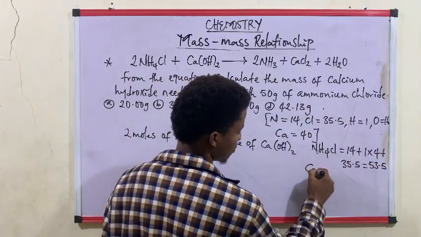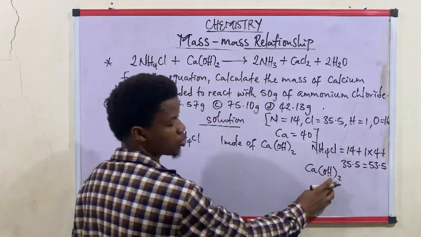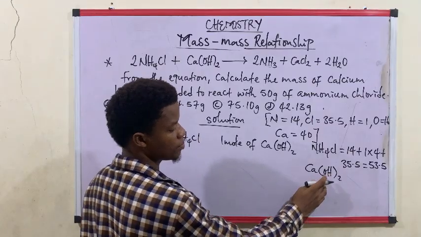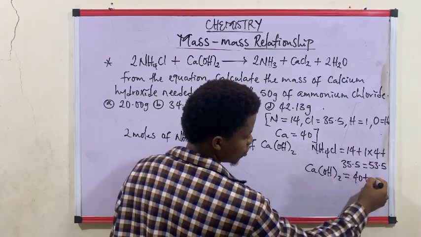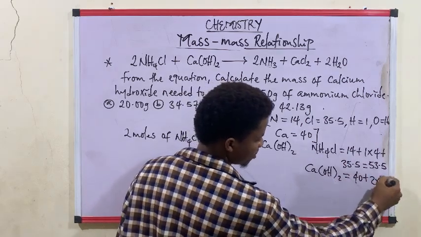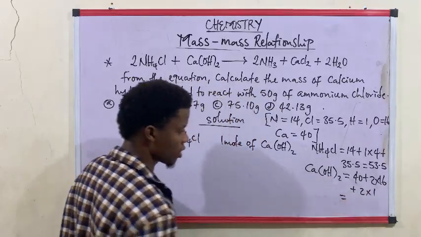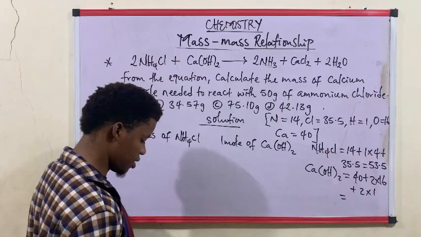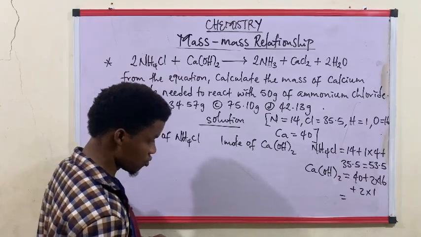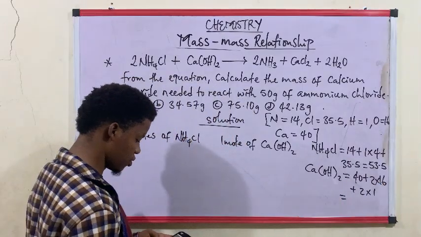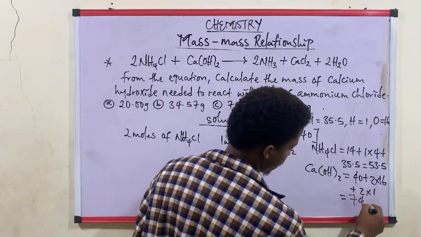Then what's the molecular mass of calcium hydroxide? Now, this 2 is only affecting what is inside the bracket, so it's not affecting the calcium. So we have 40 plus 2 times 16 plus 2 times 1. When we put all of this together, what are we going to get? 40 plus 32, 2 times 16 is 32, plus 2. That will give us 74.